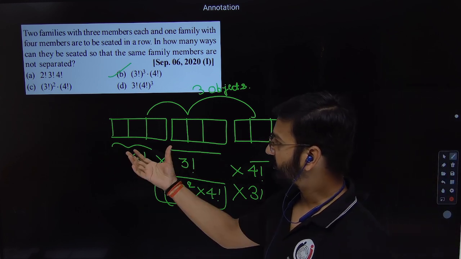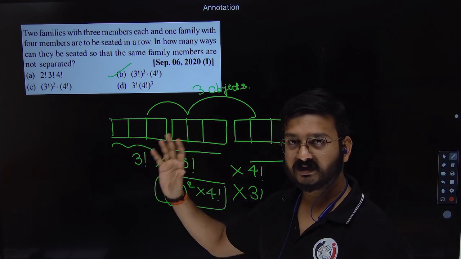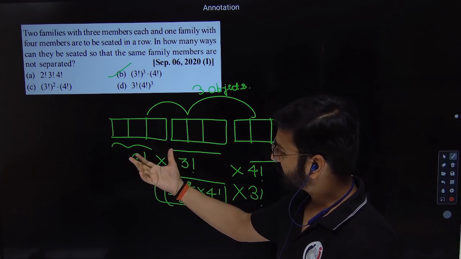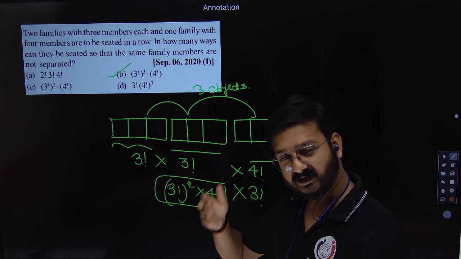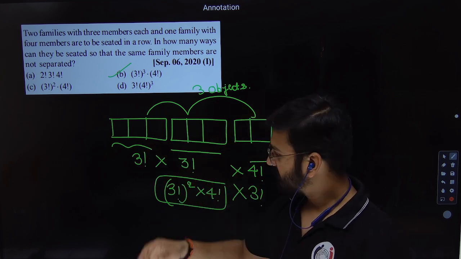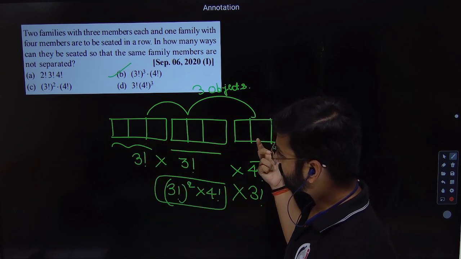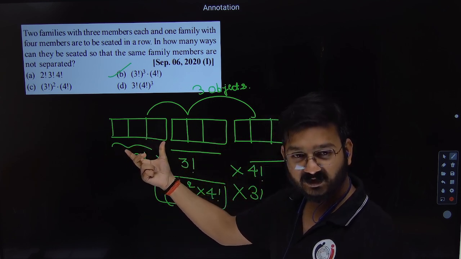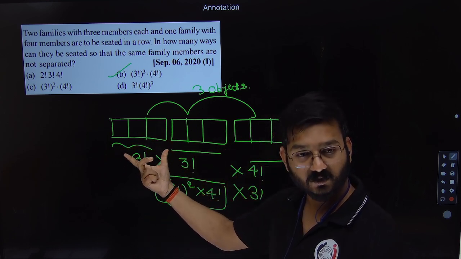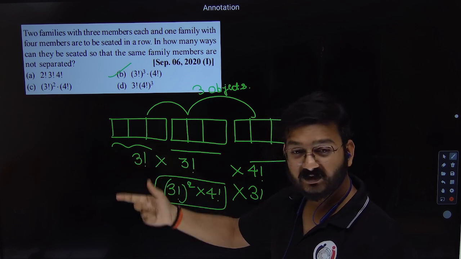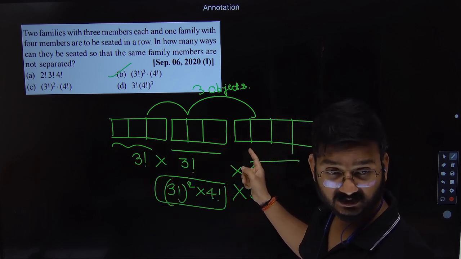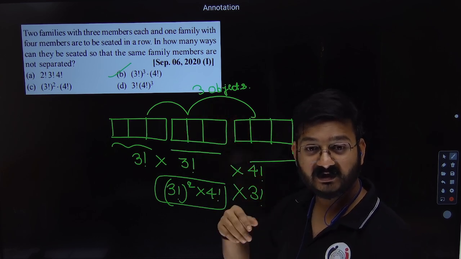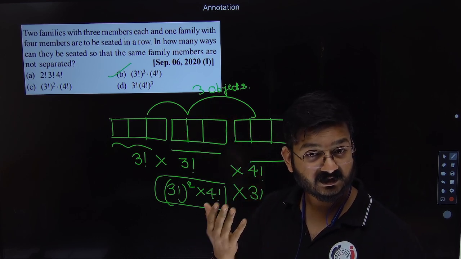So first, I'm repeating the whole process again. Concentrate in the class. If you understand, it takes 10 seconds. If you don't understand, it takes forever. 3 families, you don't want them to be separated, so we'll consider them in a single box or a room. Each room will be a single unit. So how many objects do we have? 3. 3 objects can be arranged in how many ways? 3 factorial.